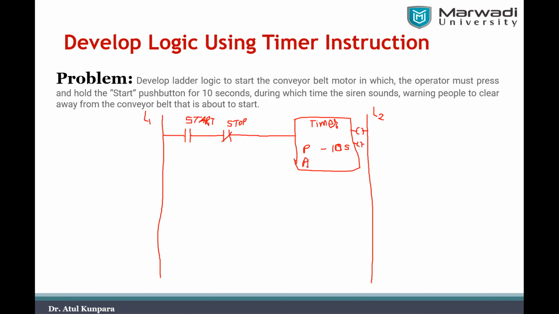Another thing that you can have is the accumulated value, ACC. When it is not enabled, it will be 0. But once you enable the timer block, it will increase from 0, then 1, 2, 3, 4, up to 10 seconds. After 10 seconds, your accumulator will reach the preset, and your done bit will be on, right? So what can I do in the next rung?